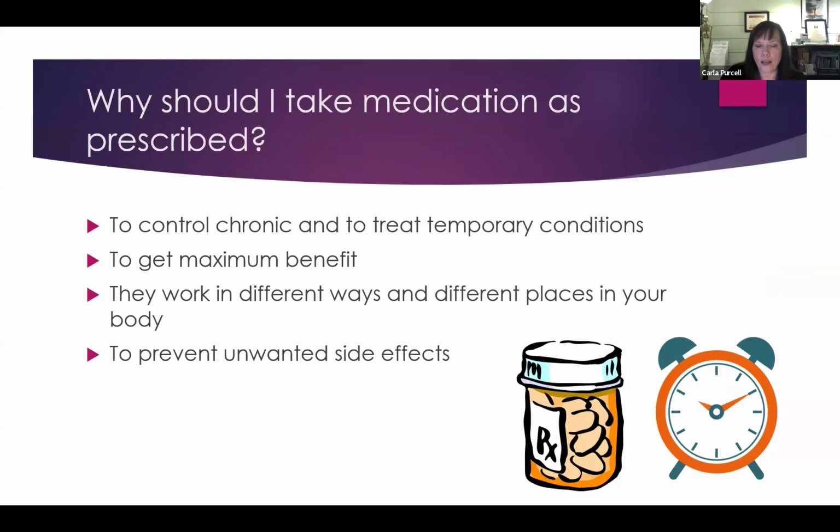Why you should take them as prescribed is they're prescribed to either control a chronic condition or to treat a temporary condition and may cure it. Chronic conditions may never, ever be cured, but they can be controlled so that you live your best life. So to live your best life, if the medications can help you do that, take them how you're supposed to take them to make you feel better. If they're to treat temporary conditions, like we talked about with an antibiotic, make sure you take them until you finish with them so that the infection is controlled or gone and you feel better. So taking them properly is to get the maximum benefit from them.